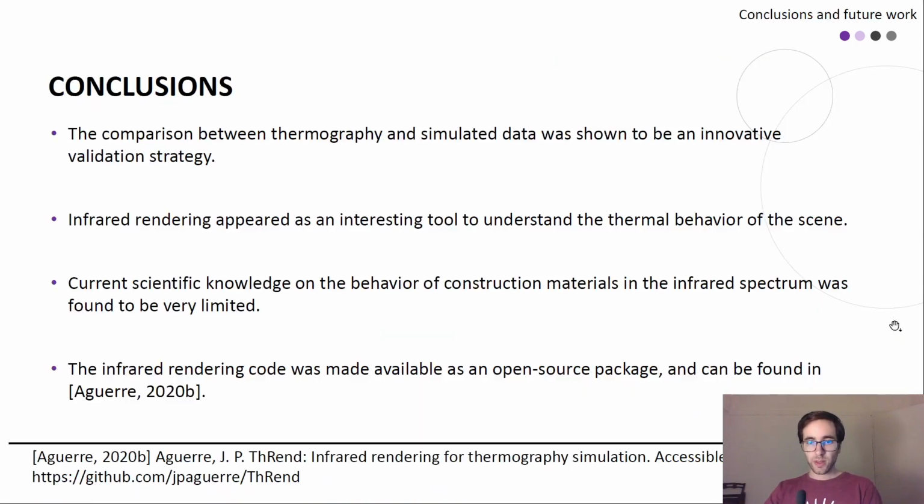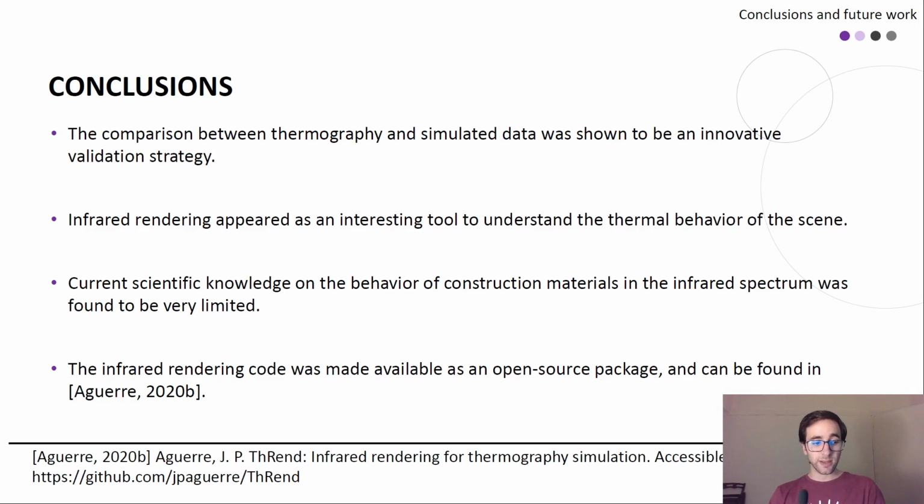All right. So to conclude, I have to say that the comparison between thermography and simulated data is a very important and innovative technique, right? It can provide a validation strategy that can be very useful in urban physics. Infrared rendering, which is what we have been doing, appears like a very interesting tool to understand the thermal behavior of the scene, particularly comparing the experimental results with the simulation results of infrared rendering, which can provide a very thorough understanding of the thermal behavior of the scene.